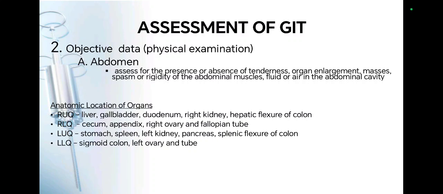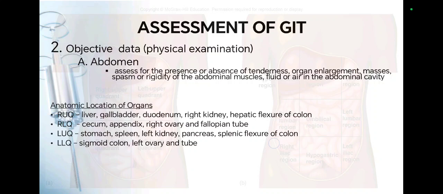So you have to take note of these anatomic locations of the organs. If the patient is experiencing pain in an area, that area of pain should be assessed last, especially in the abdominal cavity. Any location where the pain is felt, you have to assess last, because the moment you assess it first, the pain may radiate from one quadrant to another. So you have to assess the pain area last.